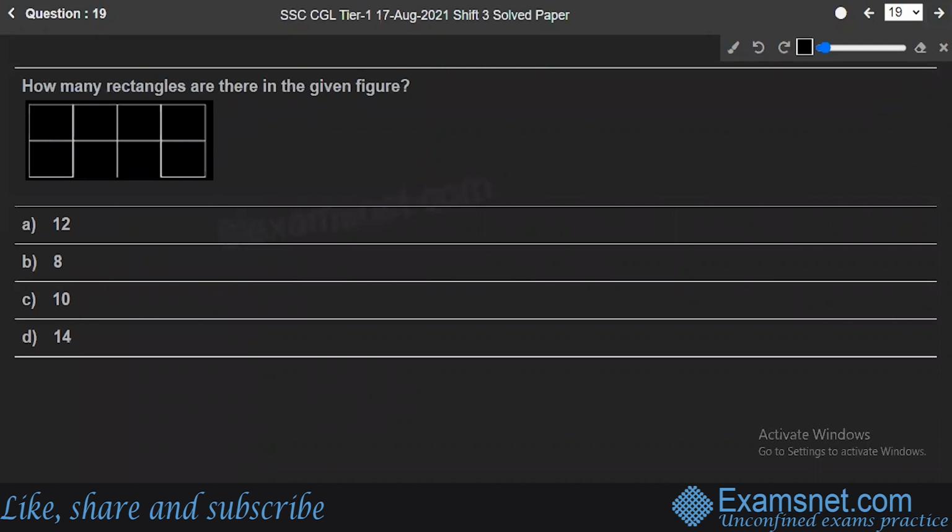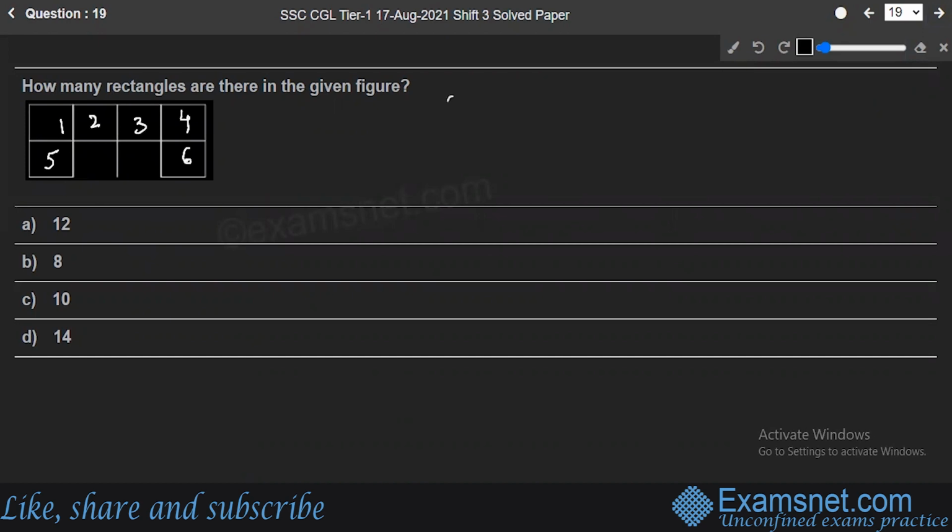Question number 19, how many rectangles are there in the given figure? So this is the given figure. You have to find out the number of rectangles. I'm giving them some numbers so that it can be easy for us to make the rectangles from here. This is 1, 2, 3, 4, 5, and 6. So here are the 6 rectangles. Correct?